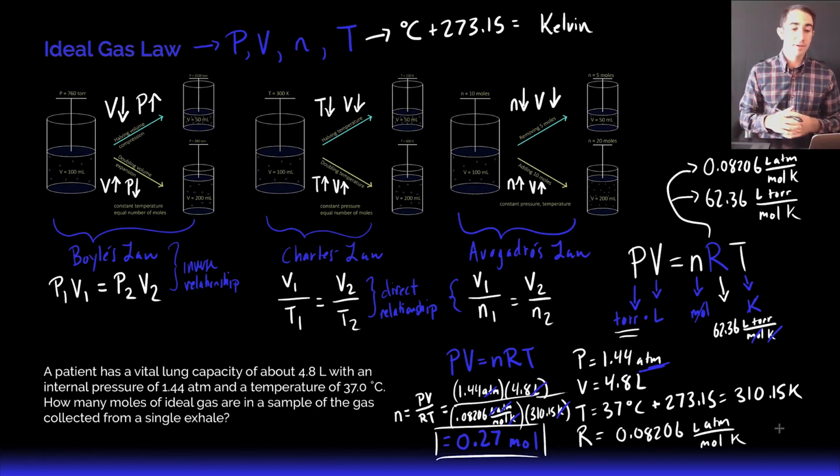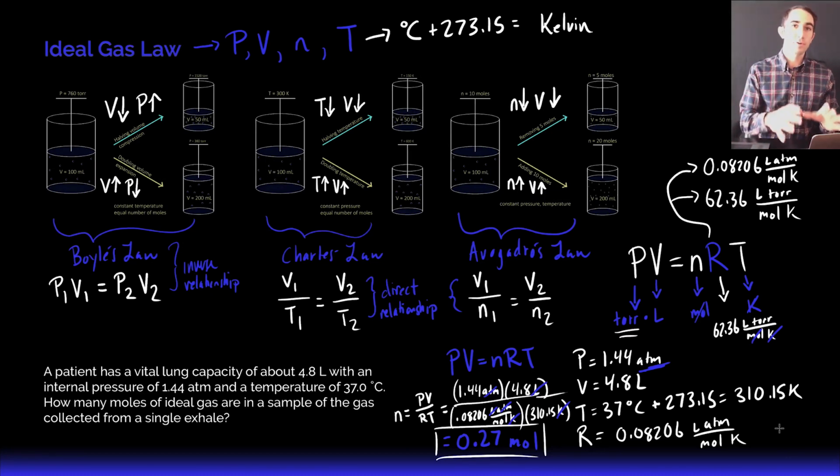Now, before we end this video, I want to just do a quick recap on what we talked about. We talked about three individual gas laws. We talked about Boyle's Law, Charles' Law, and Avogadro's Law. And we talked about how we can conceptualize each of them and an equation that goes with whether they are an inverse relationship or a direct relationship.